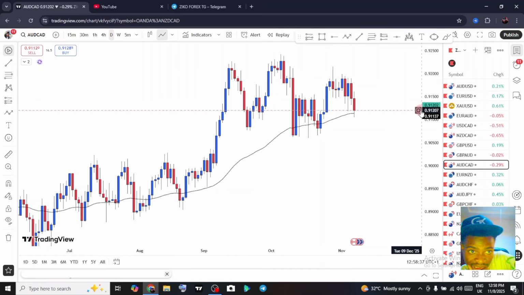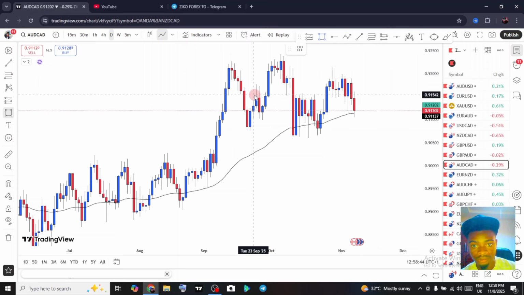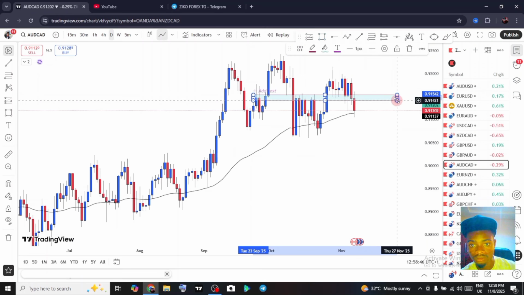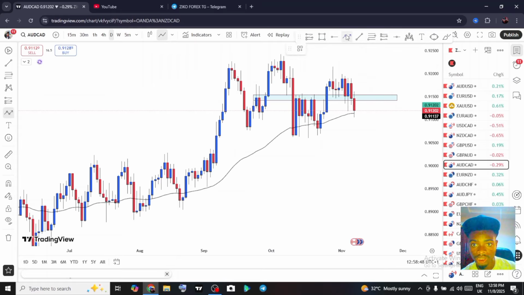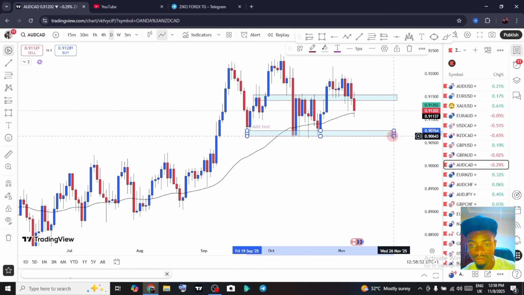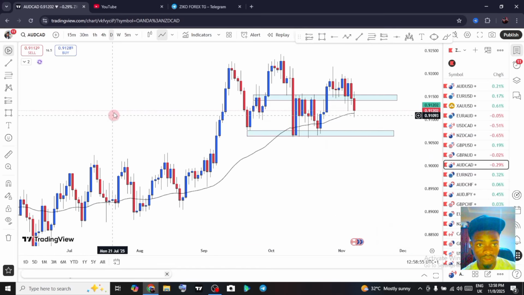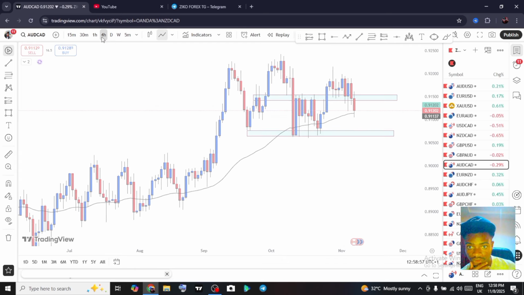This trade is tricky. This particular trade seems tricky. Now, we might look for something here, just a minor area of interest, or we can look for another one here. So let me see how the 4-hour looks. Just stick with me here. Let me see how the 4-hour looks.